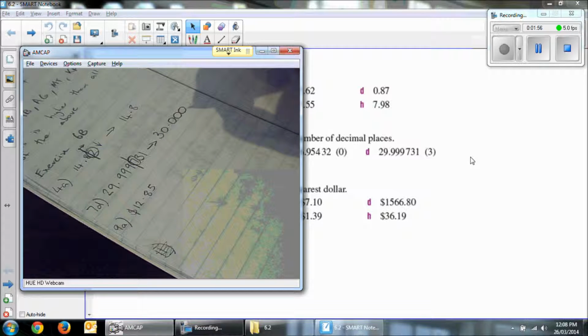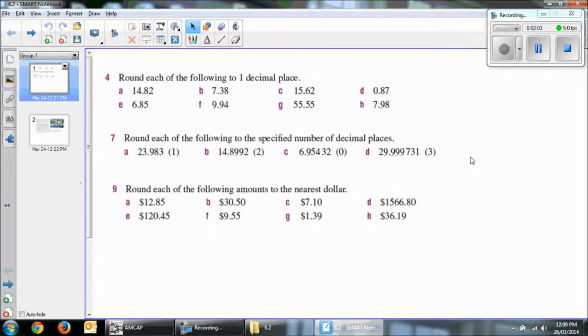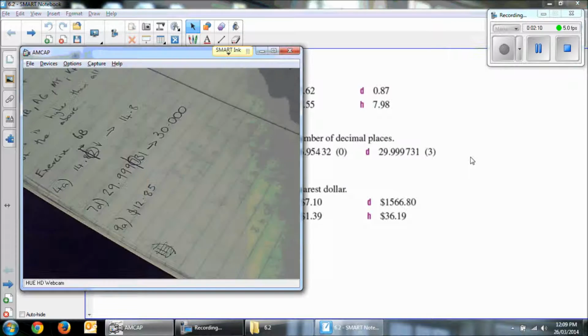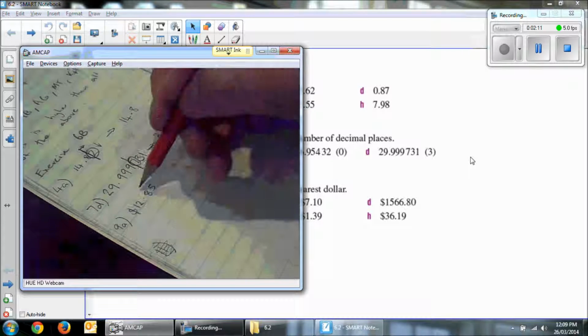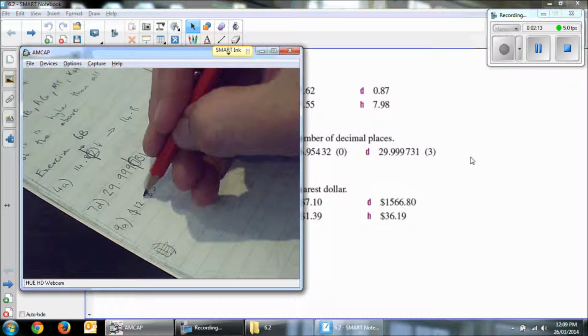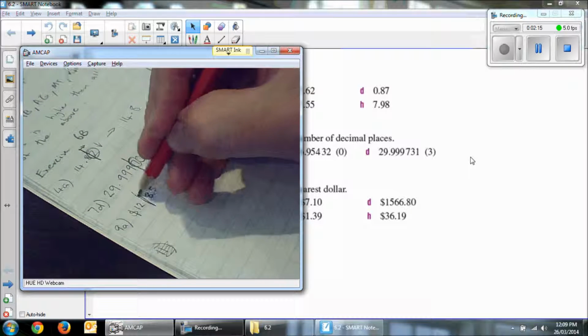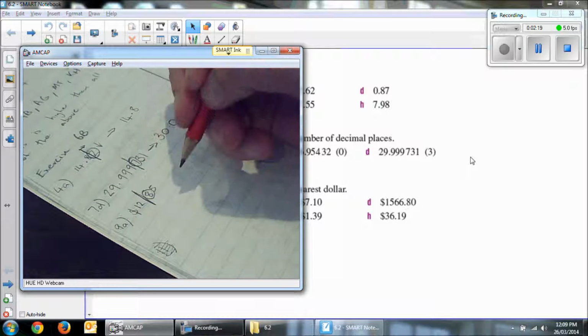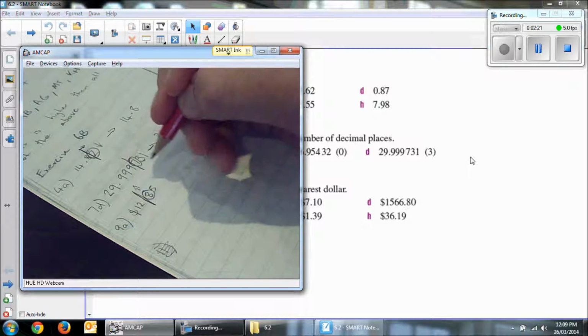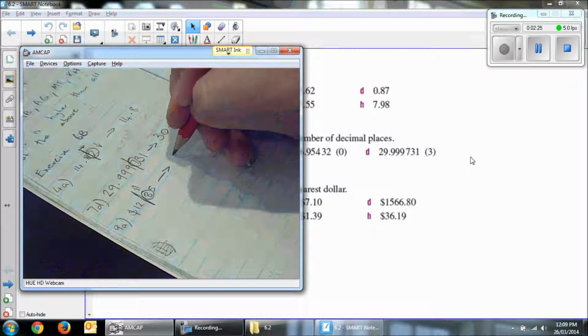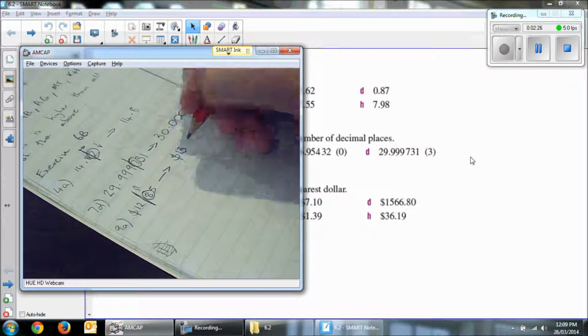In 9a, the question is round each of the following amounts to the nearest dollar. So if we're rounding something to the nearest dollar, that means there will be no decimal places. So where the decimal point is, we can put our line, and our critical digit becomes the 8, and 8 goes up. So that means we're going to round this number up to $13.